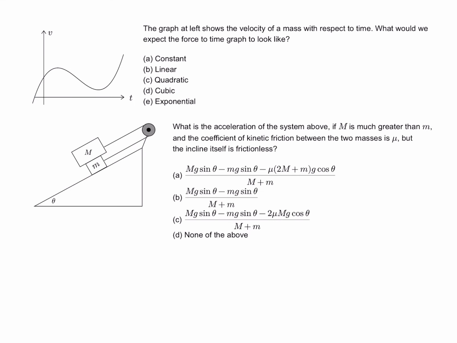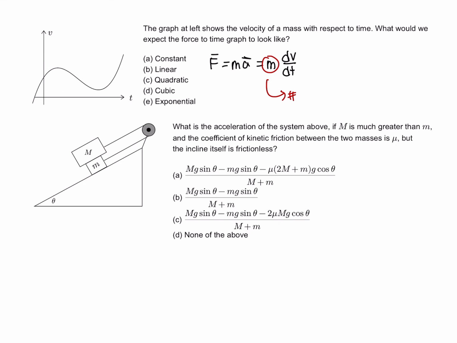So we know that force is equal to mass times acceleration, right? And we also know that acceleration is equal to the derivative of the velocity, right? M is just a number, so it doesn't change the behavior of the graph at all.